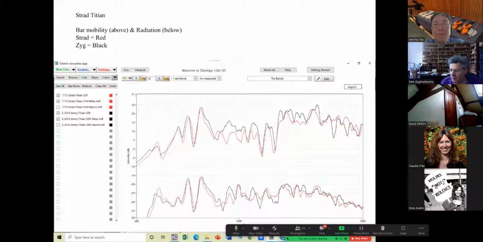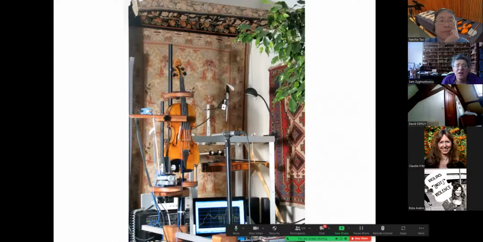The feel of the violin pretty much comes down to what the player feels under their fingers, particularly the bow. So one way to track that would be to, let's see, I'm going to just go ahead here. Yeah, I'm just going to show you my setup.